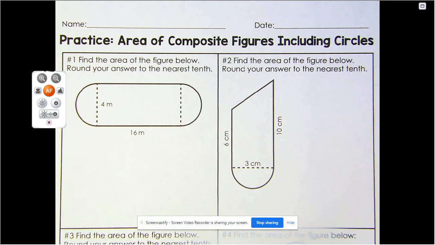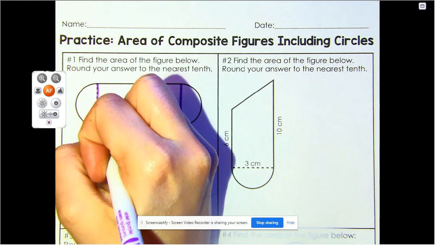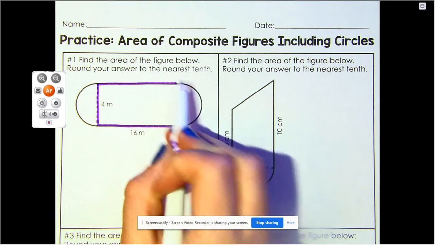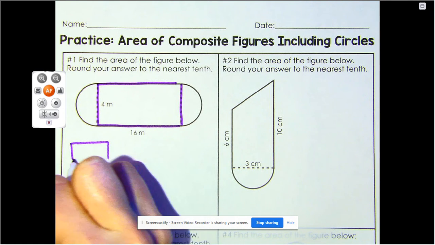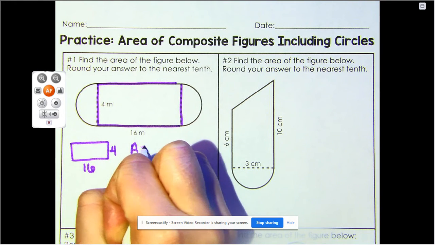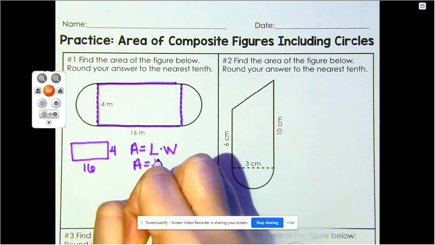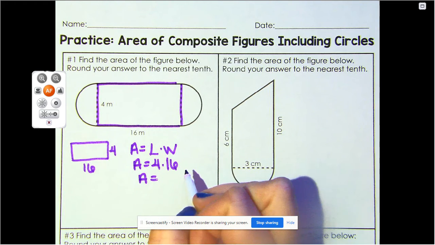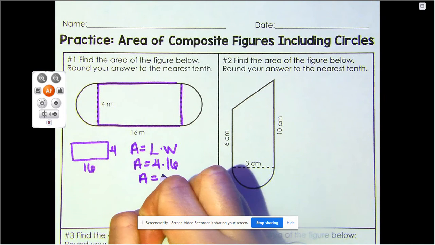of different familiar shapes. So the first shape that I see in number 1 is a rectangle. As I pull the rectangle out of the picture, I realize that it has a length of 16 and a height of 4. I know that the area of a rectangle's formula is length times width. So I'm going to take 4 times 16, and that area was 64, if I remember my math correctly, which it was.